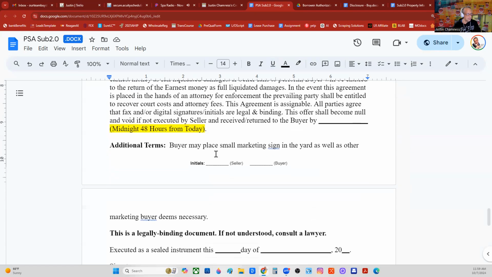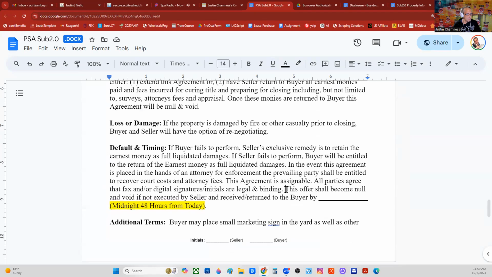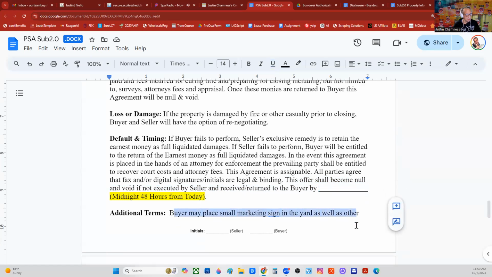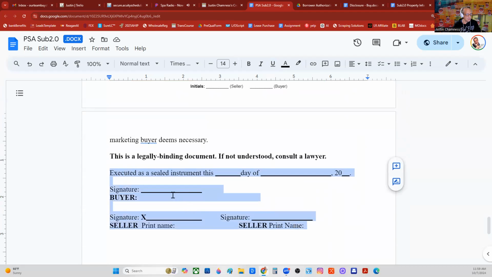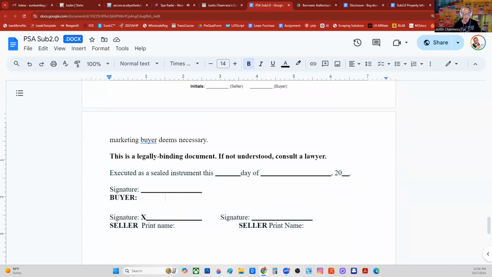Now slide down, you can see if the offer is not accepted by the seller within 48 hours or so, then it's going to be canceled. This written offer, the contract I'm talking about, will be null and void, canceled, nothing. It's not even an option anymore. So I'll put not today's date, but 48 hours from today. Sometimes 24. The buyer may place a small marketing sign in the yard as well. So he's going to give me some marketing permissions here. And then here we just have regular signatures. Obviously, you're the buyer and the original homeowner is the seller.